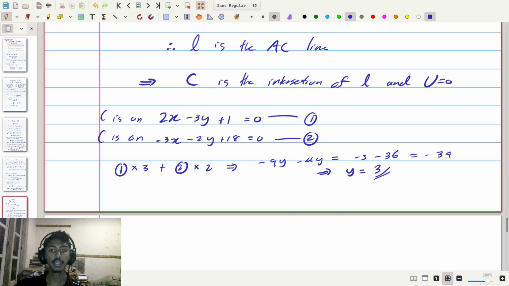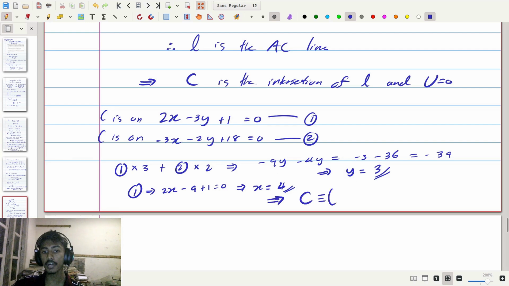So therefore, we get y equals minus 39 divided by minus 13, which is 3. So y equals 3. Now substituting back into equation number 1, we can find the corresponding value of x. So from that, we get 2x minus 3 times 3, which is minus 9, plus 1 equals 0. So this simplifies to minus 8. So taken on the other side is plus 8. So 2x equals 8, and from that, we get x equals 8 over 2, which is 4. So x equals 4 and y equals 3. So from these two, we can finally conclude that C is given by the coordinates (4, 3). And with that, we have done that part of the question as well.